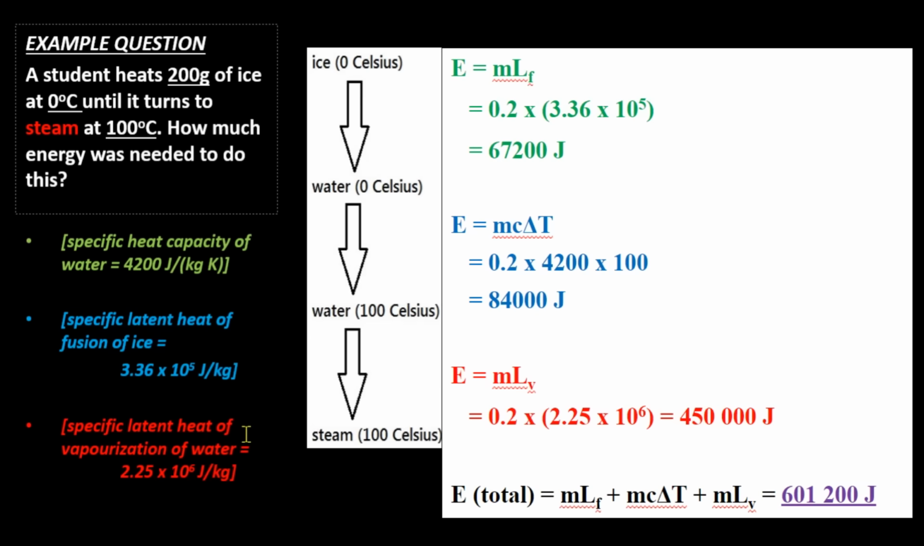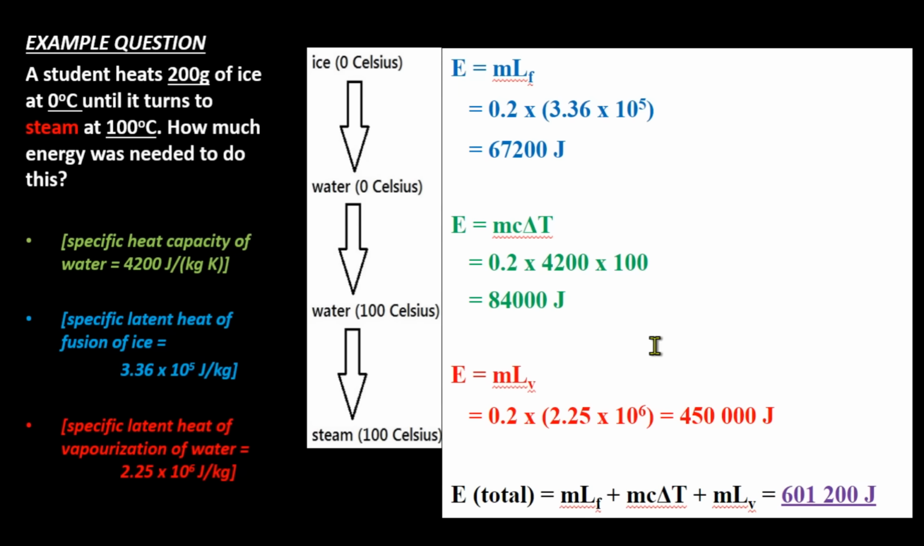What we have to do is work out how much energy is needed to melt the ice and turn it into water without a temperature change, how much energy is needed to raise the temperature of the water from 0 to 100, and how much was needed to boil the water and turn it into steam without a temperature change.